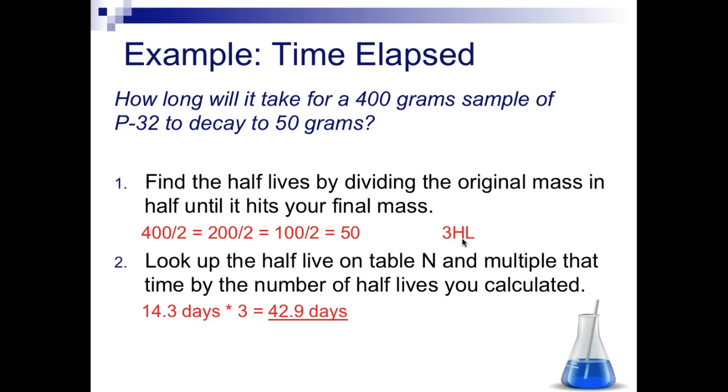Now I want to know how long it would take for 3 half-lives to go by. When you look up in Table N, you will see the number of half-lives like we've said before, but that is for 1 half-life. We've just calculated that 3 half-lives have gone by. So if you take the amount of time for 1 half-life times 3, because 3 half-lives have gone by for 400 to change to 50, you would get a total time passed of 42.9 days.